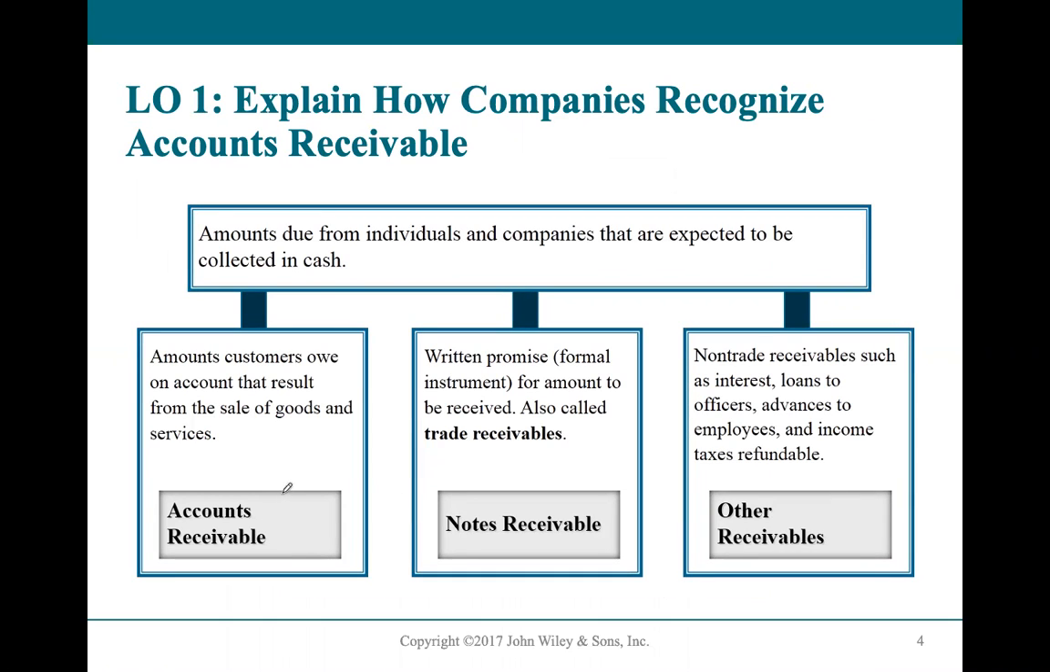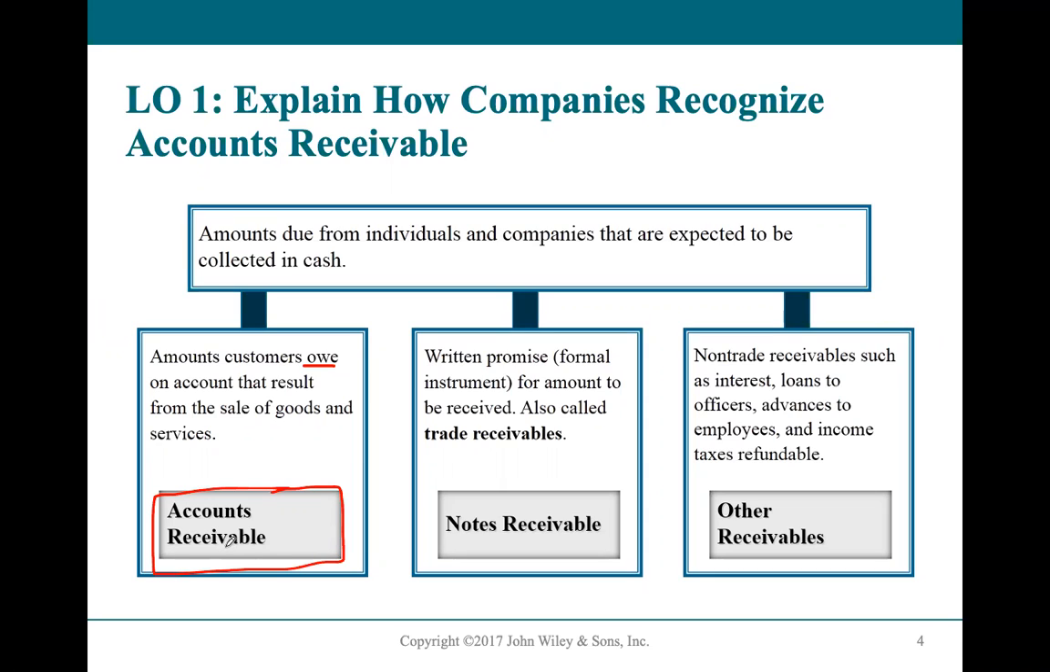The big ones that we are going to focus on is accounts receivable, which is basically the customers owe us money because we sold them something and we allowed them to pay us later. So that's on account, right? We put it on account. So that account is receivable because we're waiting to receive that money.